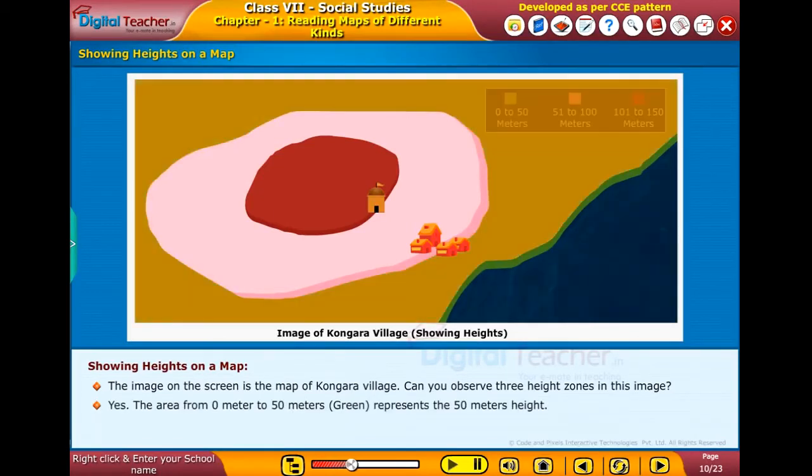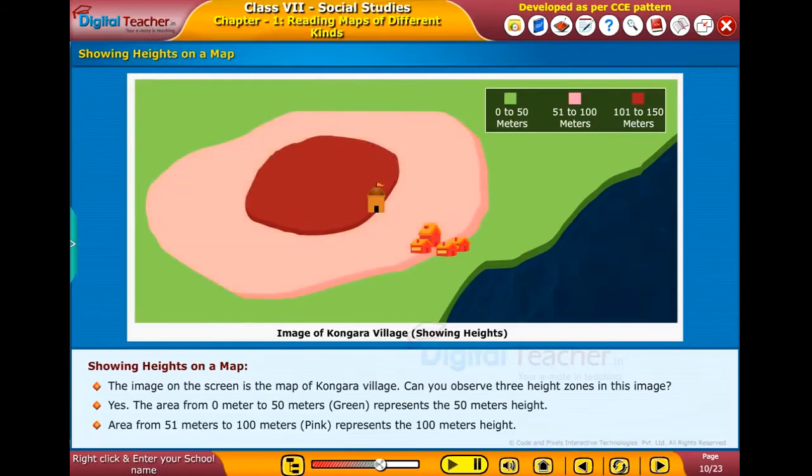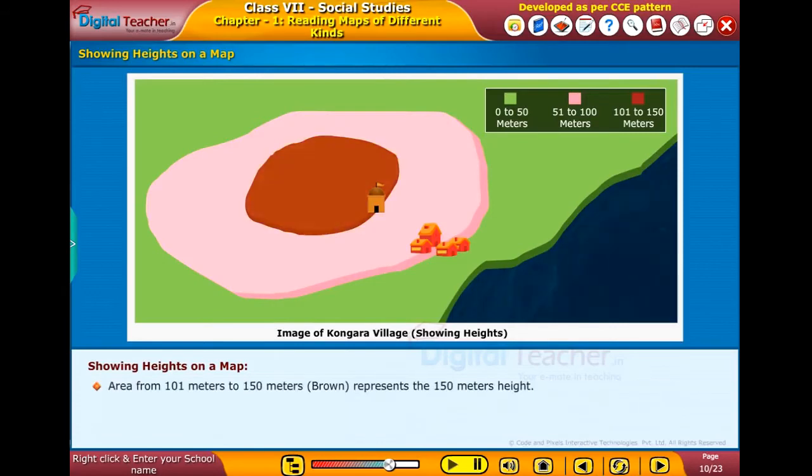Yes, the area from 0 meter to 50 meters, which is in green, represents the 50 meters height. Area from 51 meters to 100 meters, pink, represents the 100 meters height. Area from 101 meters to 150 meters, brown, represents the 150 meters height. Thus, the different heights are represented through different colors.